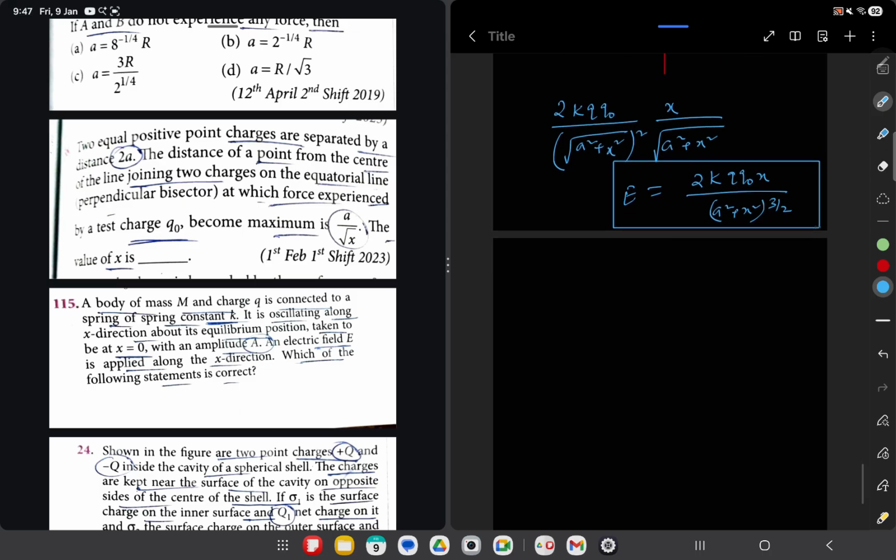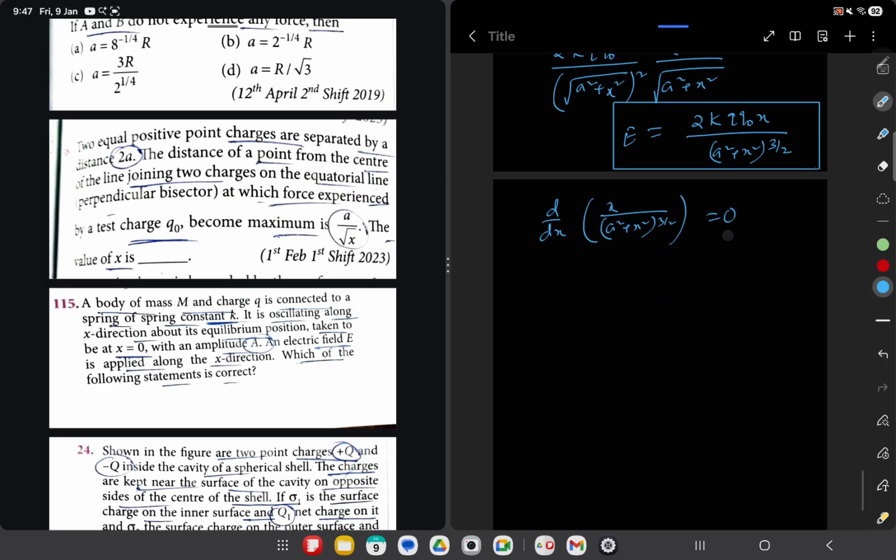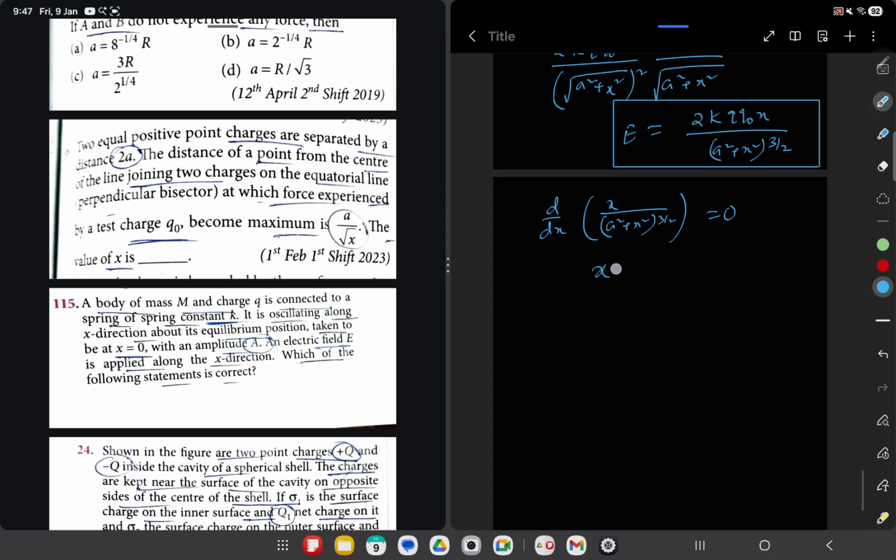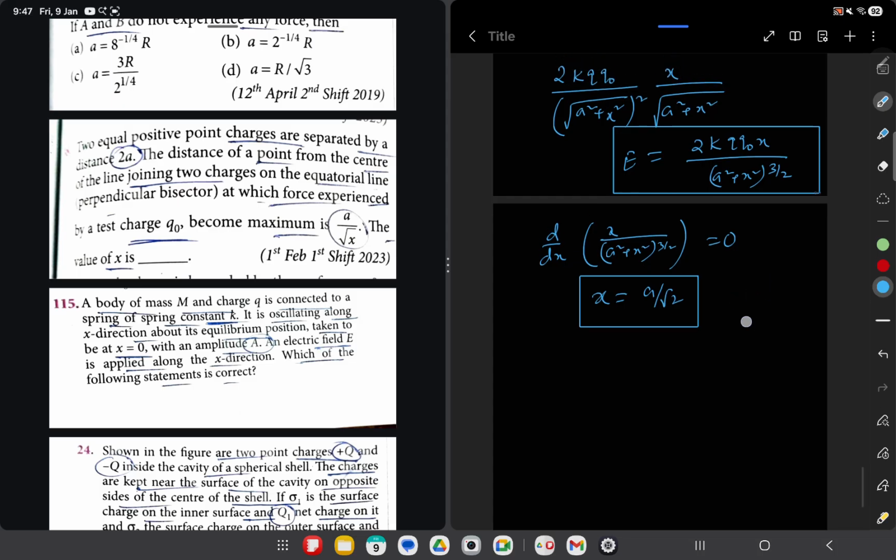And you well know that for a ring, the maximum electric field occurs at x equal to plus minus a by root 2. So here also you will be getting the same thing. Otherwise you need to differentiate this, d by dx of x by a square plus x square to the power 3 by 2. Whenever you differentiate this, you will get x equal to a by root 2. That will be the point. So at x equal to a by root 2, the electric field value will be maximum.